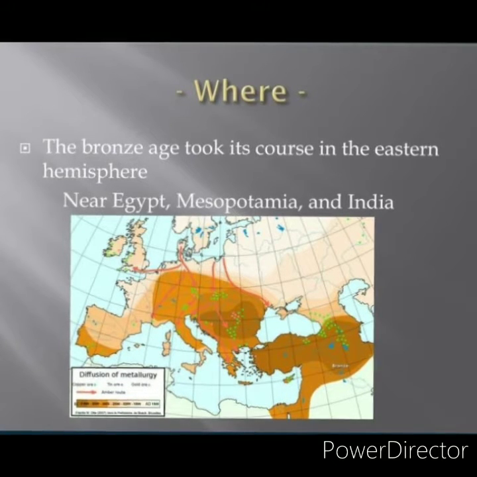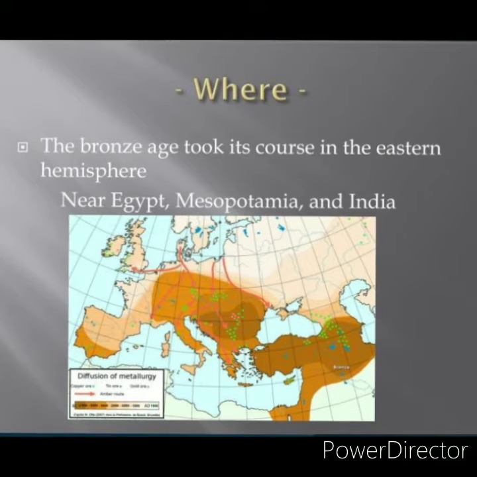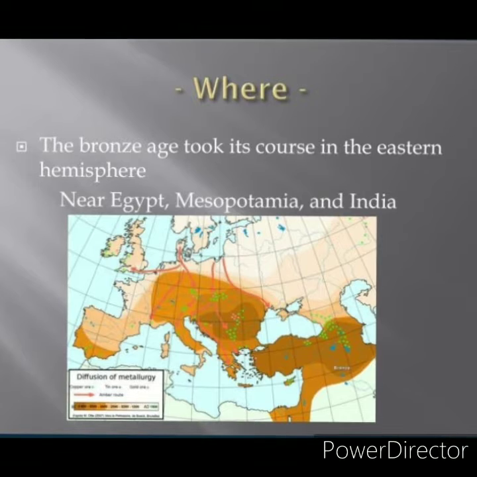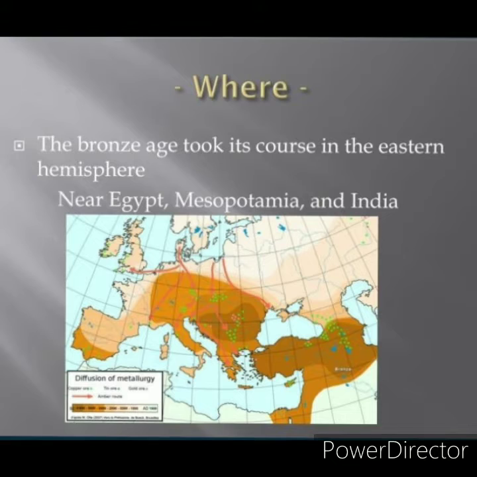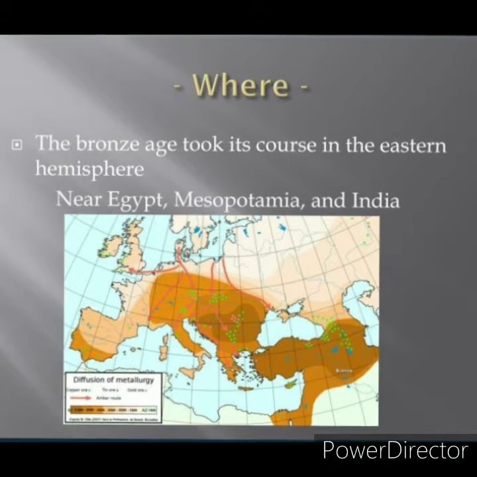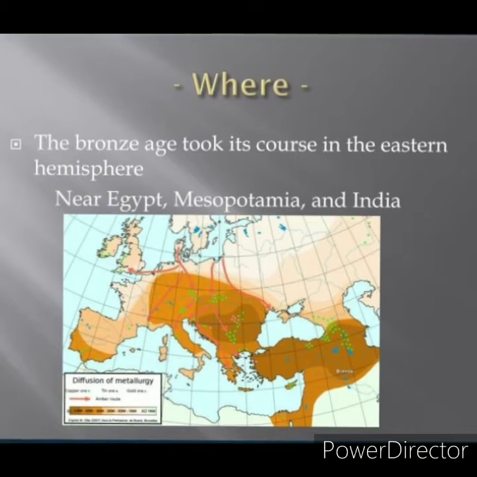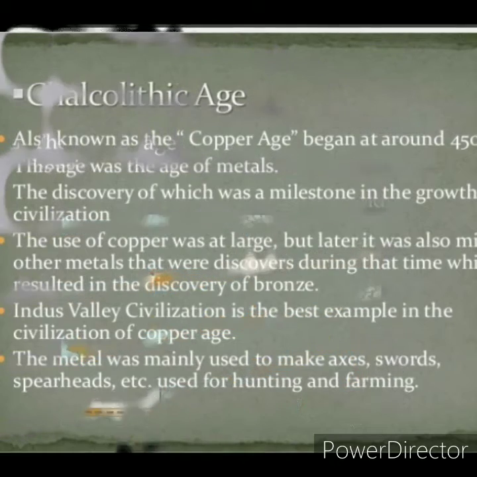Talking about the Bronze Age, it is usually divided into three main eras. First was the early Bronze Age, then the middle Bronze Age, and the late Bronze Age. But the complete development of the Bronze Age is also known as the age of metals, the metallic age.